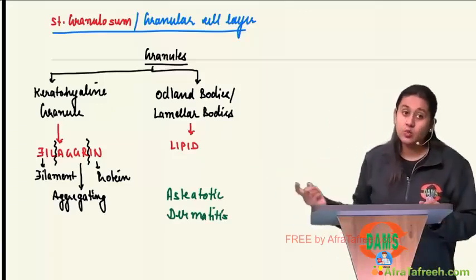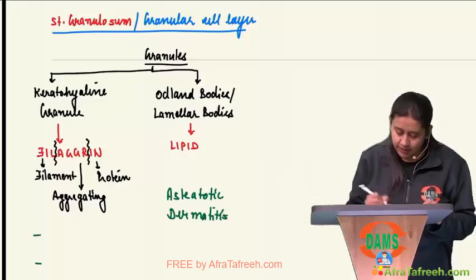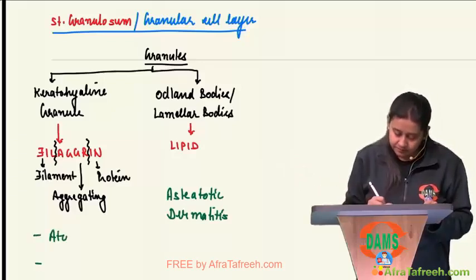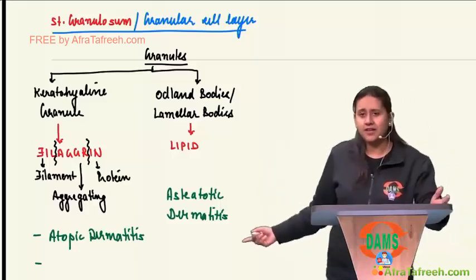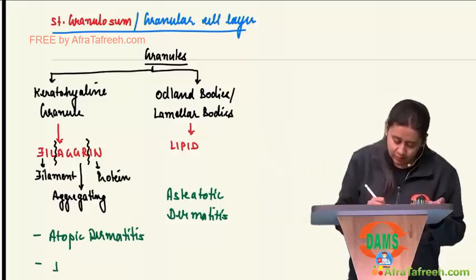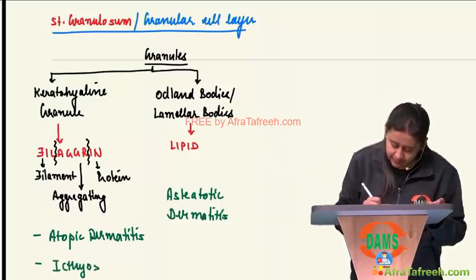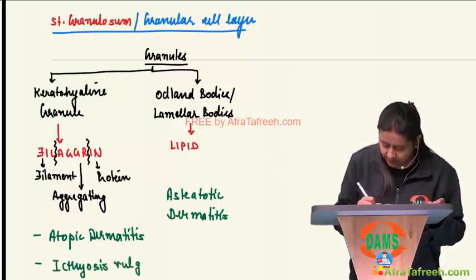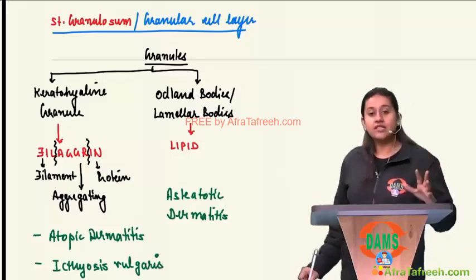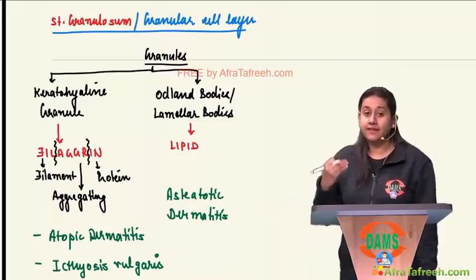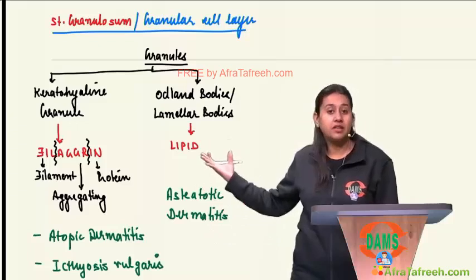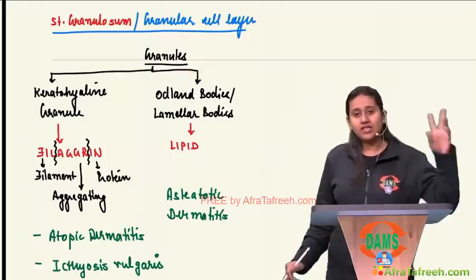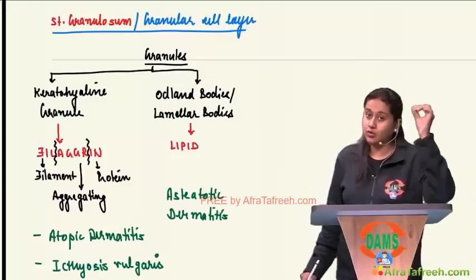And what are the diseases where the filaggrin protein is deficient? We have two diseases. One is atopic dermatitis. And what is the next? Anybody can think of? It is ichthyosis vulgaris. So these are the two conditions you get if filaggrin is reduced, and steatotic dermatitis is the one when the lipid content of our body goes down. So these are the features you need to know with respect to the stratum granulosum layer.